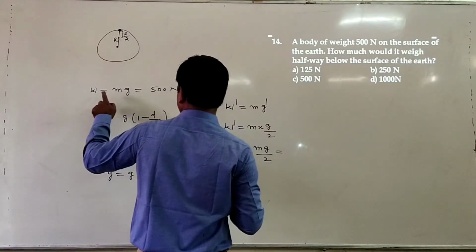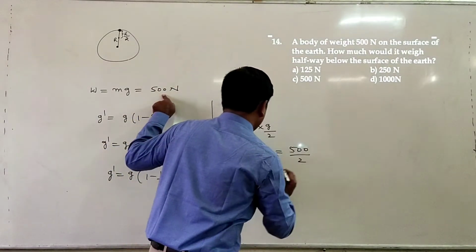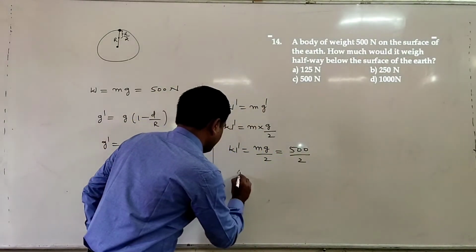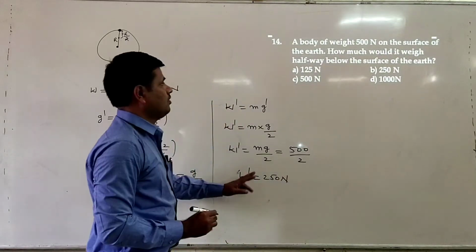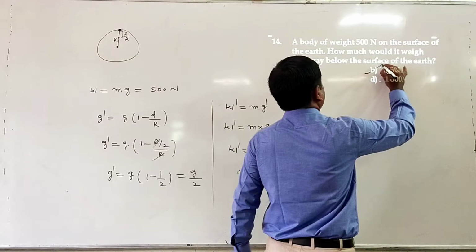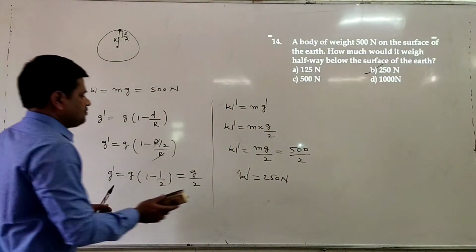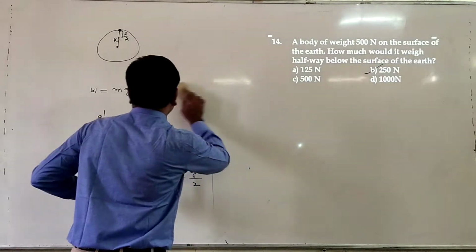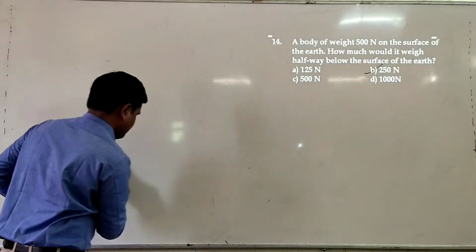500 Newton means mg is equal to 500. So 500 by 2. Now W dash is equal to what we are getting here? W dash is equal to 250 Newton. Now which option is correct here? B option is correct here. This is the question number 14.